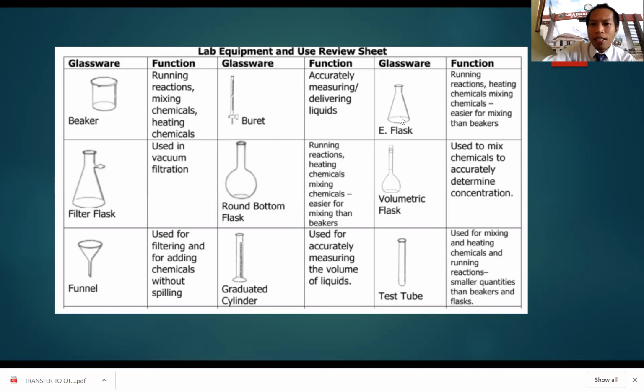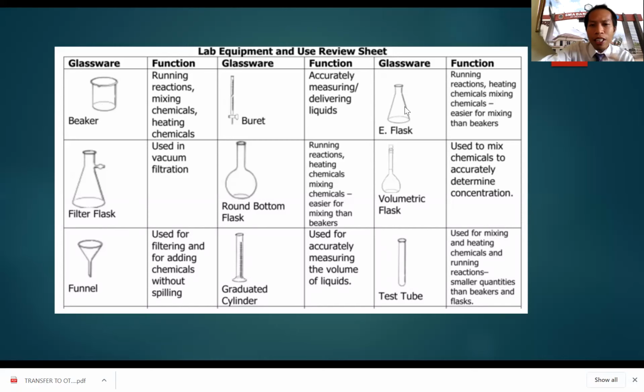So Erlenmeyer flask. What is it used for? It looks like the round bottom flask and beaker. It's also for running reactions. You can run the reaction here, heating the chemical, mixing the chemical, the same as the round bottom flask. Mixing the chemical here is easier than in a beaker, but of course it's not as easy as a round bottom. With a round bottom, you can easily and gently mix the substance, but in an Erlenmeyer flask, again, you need to go slowly because the neck is not really thin like the round bottom. In a round bottom flask, the neck is thin, but here it is not really thin, so you have to be careful. But it's easier than the beaker because the beaker has no neck here. So Erlenmeyer is used generally for that.